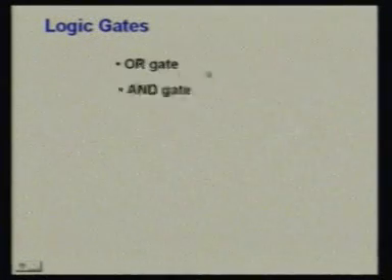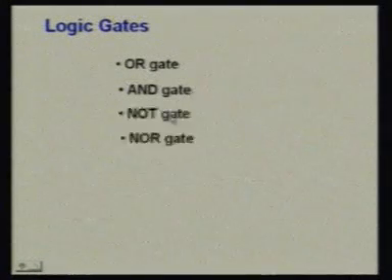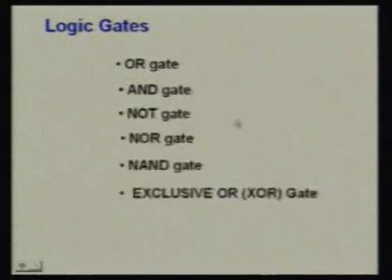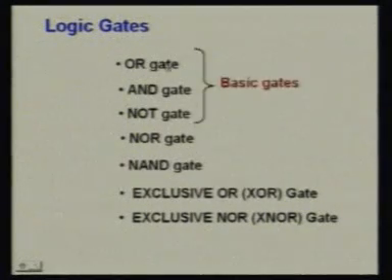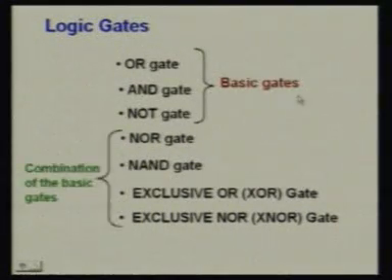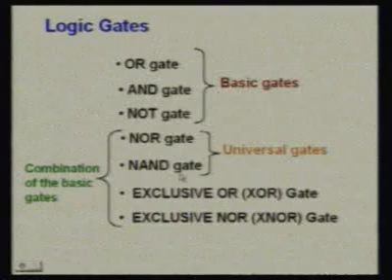Now we will start logic gates. There are many types of gates: OR gate, AND gate, NOT gate, NOR gate, NAND gate, exclusive OR or XOR gate, exclusive NOR or XNOR gate. Here the OR gate, AND gate and NOT gate are known as the basic gates, and the last 4 gates are known as combinations of the basic gates, because we can realize them using these 3 gates.